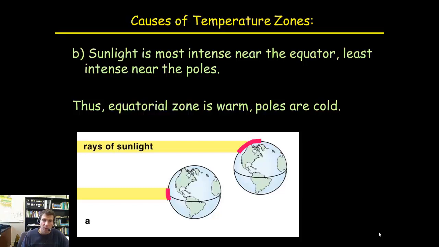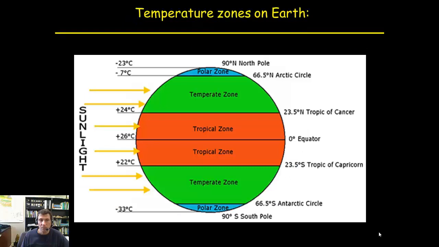And it's somewhere in between for places like Alabama. This is a major reason for why the equator is warm and the poles are cold, because of that difference in the intensity of incoming sunlight. Okay, so everything we've talked about so far helps explain why we get different temperature zones on the planet. And there's a lot more variation than you see in this cartoon, but this illustrates enough for us to work with here.